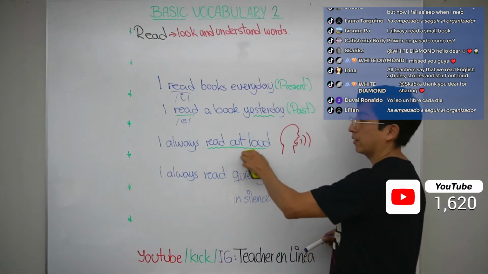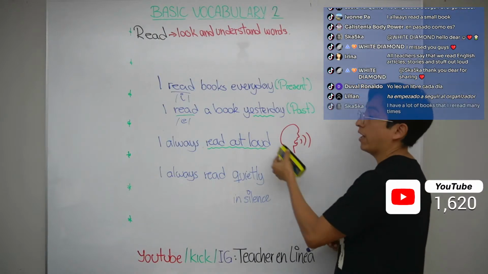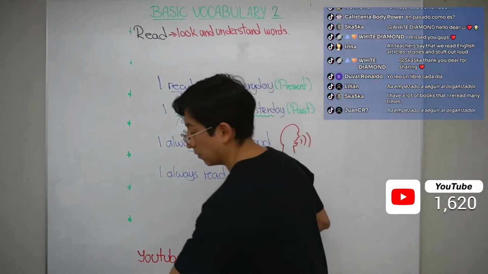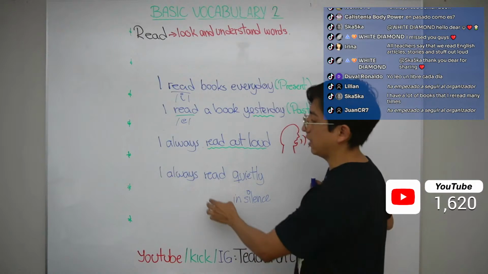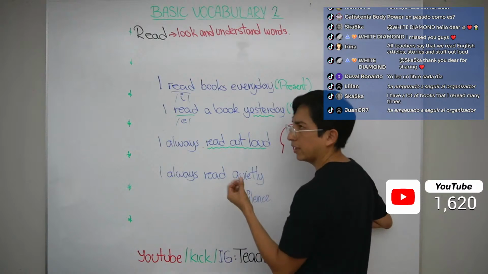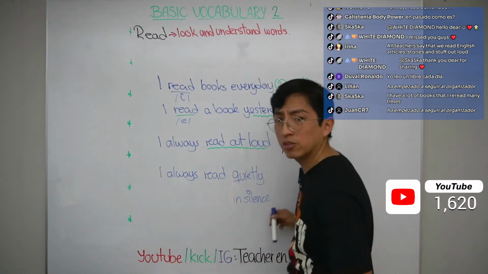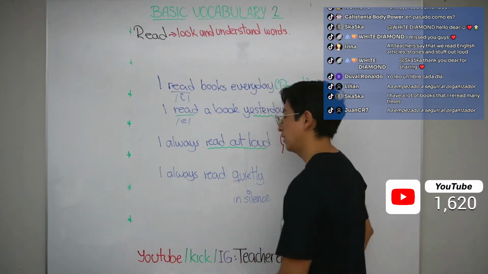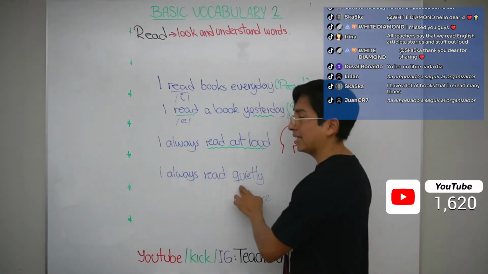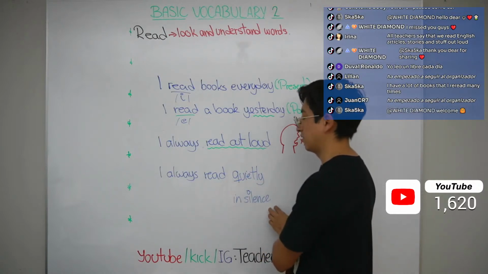Okay, number two, I always read out loud. Yo siempre leo en voz alta. Ok, yo siempre leo fuerte. Podría ser la otra opción, ¿no? Ok, y lo opuesto sería yo leo tranquilamente, quietly. Podrías utilizar la palabra low cuando hablamos acerca de bajo, pero no decimos leer en voz baja, ¿no? Es mejor decir leer tranquilamente. O la otra opción sería leer en silencio.